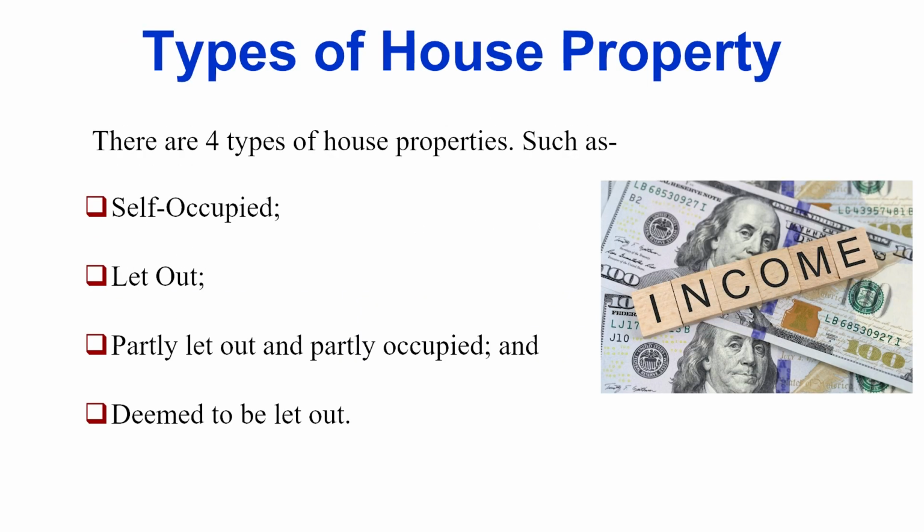Now, types of house property. There are four types of house properties such as self-occupied, let out, partly let out and partly occupied, and deemed to be let out.